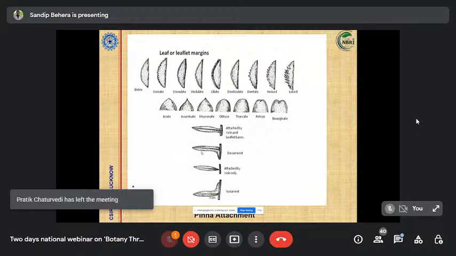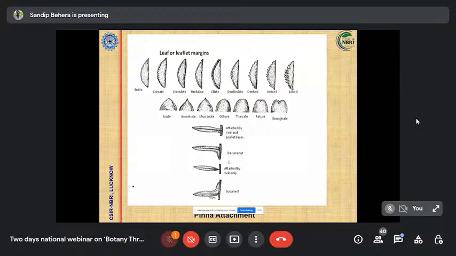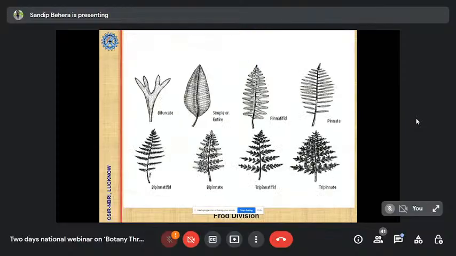Likewise, if the slope of the pinnule is on the lower side, then it is called decurrent. If it is from the upper side of the pinnule, it is called succurrent. So these are the characters which are taken into consideration.